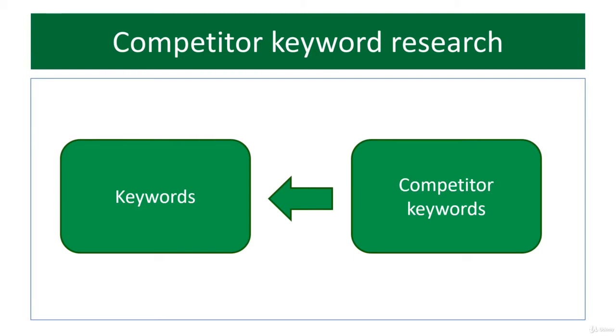The second method is competitor keyword research. Here, we go the opposite direction by looking at what works for our competitors. Which keywords do they rank for? Which keywords do our competitors have the most success with? We take their best keywords and use them for our own website.